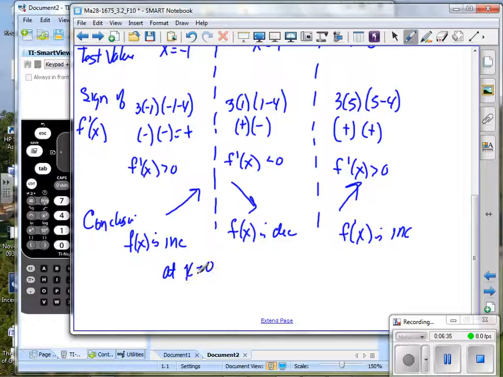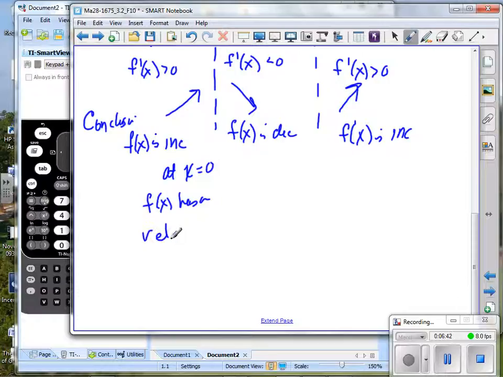At x equaling 0, f of x has a what? Relative? Because you're going up and then down. Okay, maximum. And at x equaling 4, f of x has a relative minimum. Okay, did we answer all the questions?